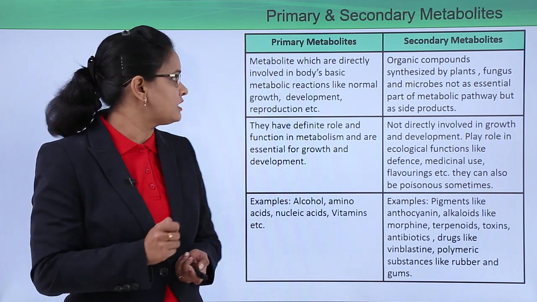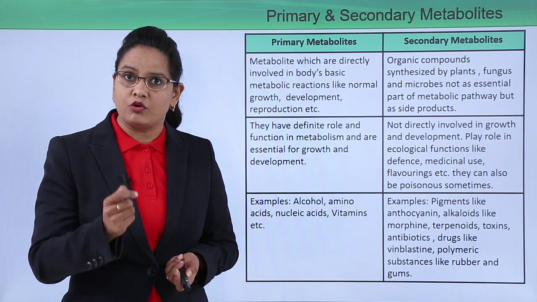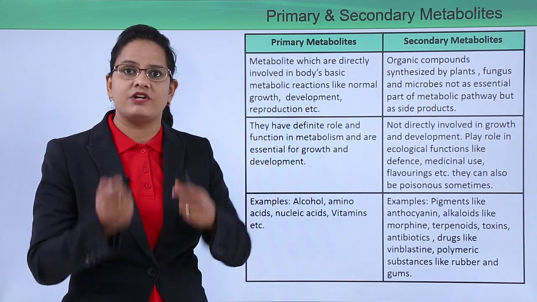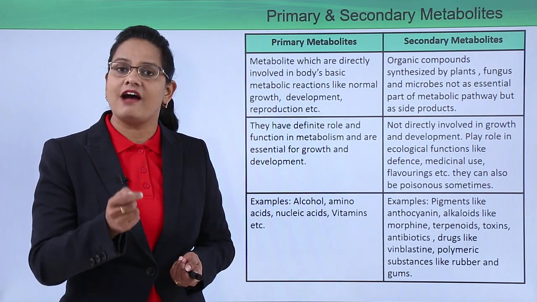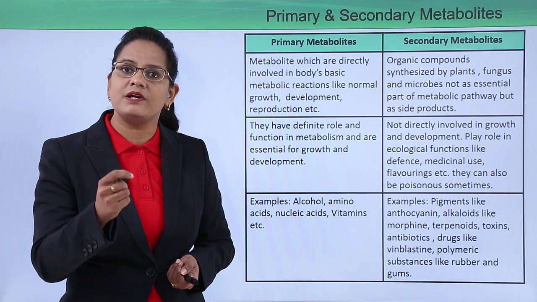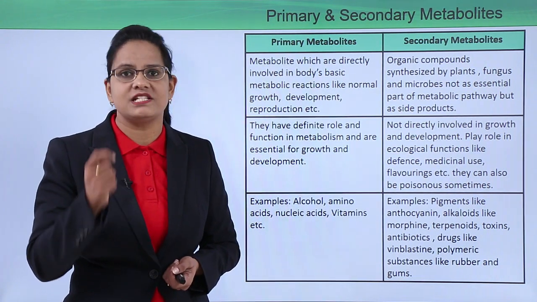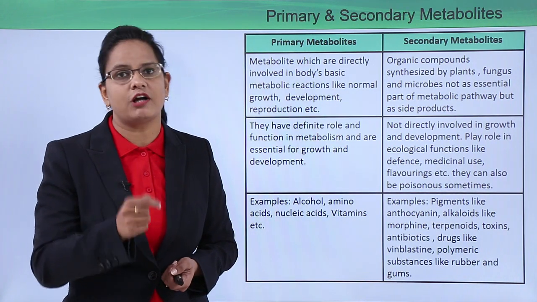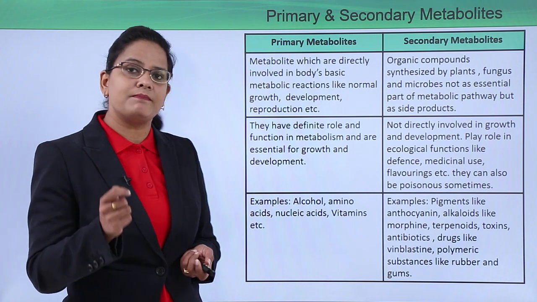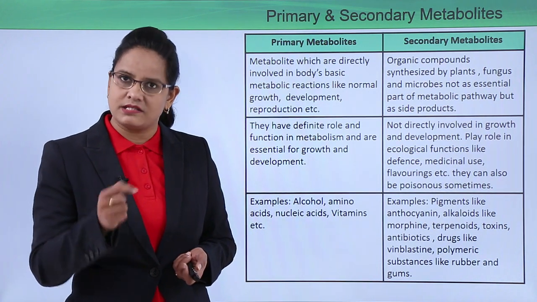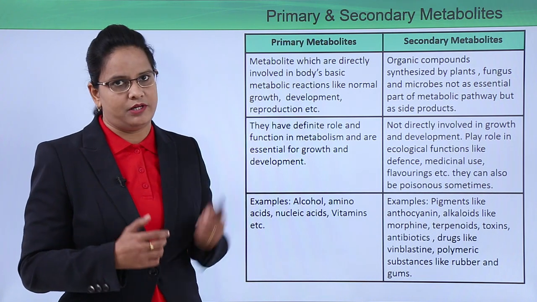They have a definite role in growth, development, reproduction, respiration, anything which is happening. These primary metabolites have a major or participatory role in those reactions. So they are important for growth as well as development, and for that matter any function of the body which keeps us alive and healthy. Examples are alcohols, amino acids, nucleic acids, nucleotides. All of these are examples of primary metabolites.